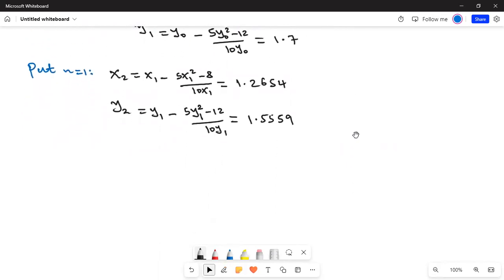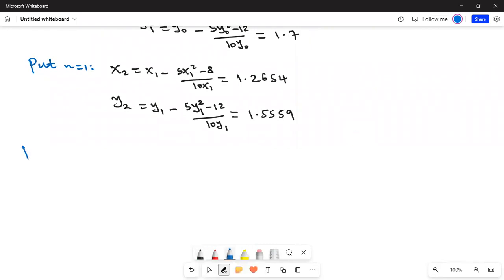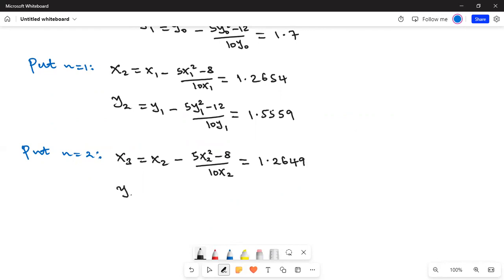Let us proceed to the next iteration. Now when n is 2, put n is equal to 2. We now get x3 is x2 minus 5x2 squared minus 8 over 10x2. That is 1.2649. What about y3? That is y2 minus 5 times y2 squared minus 12 over 10y2. That is 1.5492.